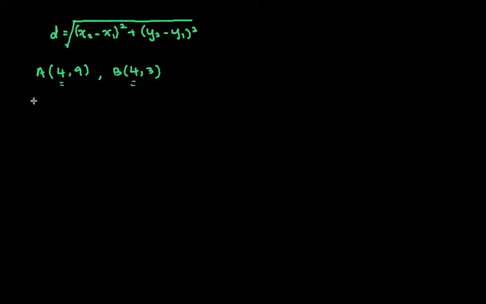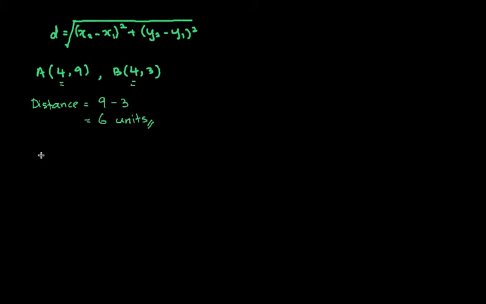If you want to find the distance between point A and B, it's very simple. You just find the difference between their y coordinates, which is 9 minus 3. So you get 6. So the distance between these 2 points is 6 units. Okay, so let's look at another question.